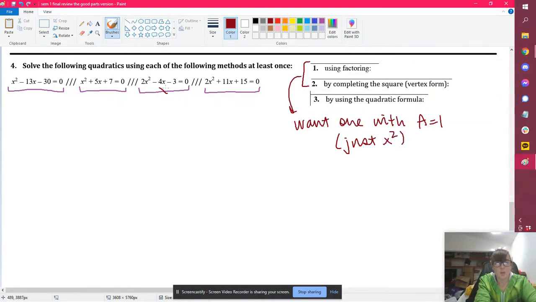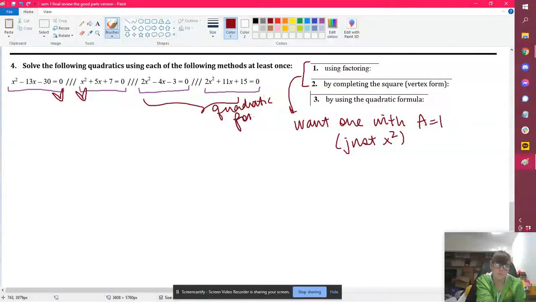Right? I don't want to factor this because I'm going to have to use the box. I don't want to factor this because I'm going to have to use the box. I don't want to complete the square with these two because then I have to remember when to divide by a and when to multiply by a or whatever. So I am going to pick one of these to be my factoring and one of these to be my completing the square. And then these two, I'm going to use the quadratic formula. That is a personal preference.